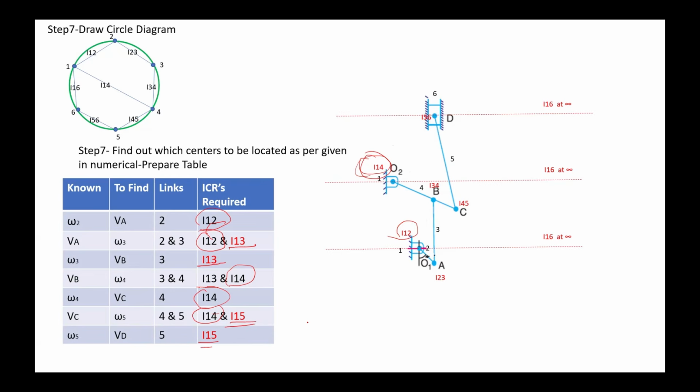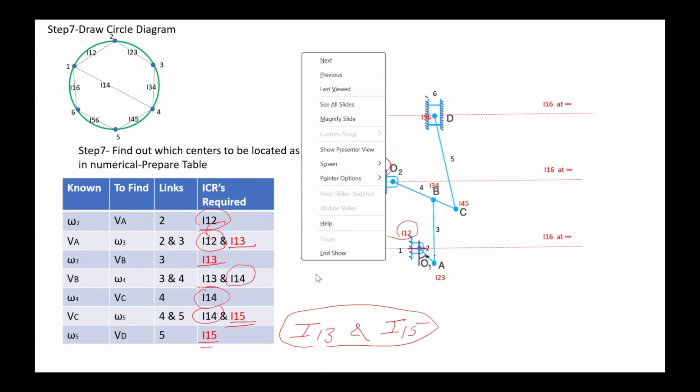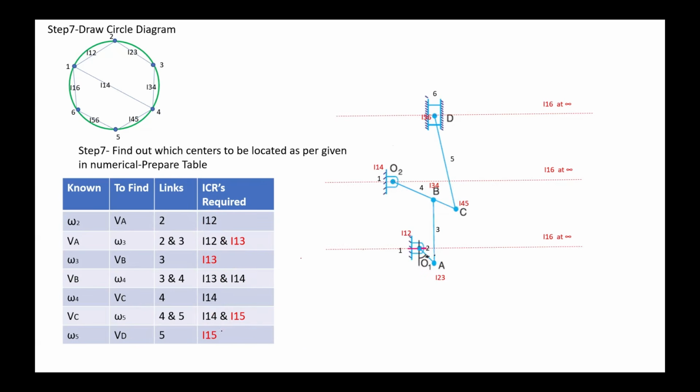I15 underlined. So from this table, I come to know that I13, which I have highlighted by red pen, and I15 are the two ICRs which are enough for your calculations here. So remember this table, you have to make it on the rough paper so that you will come to know that I have to find out the ICR 13 and 15 only for my calculations.